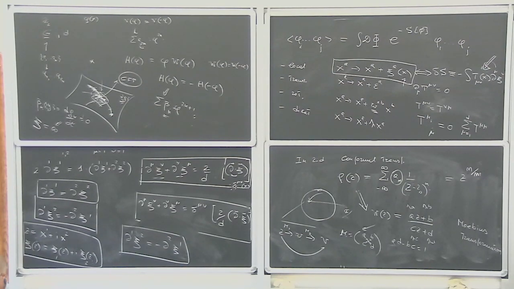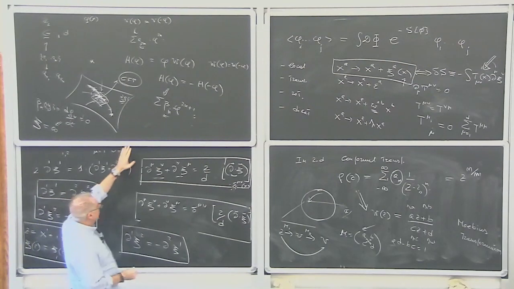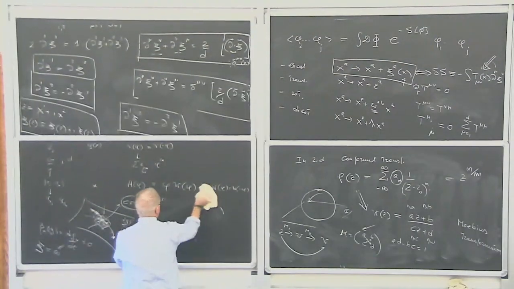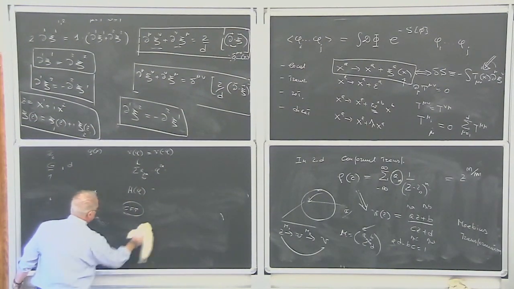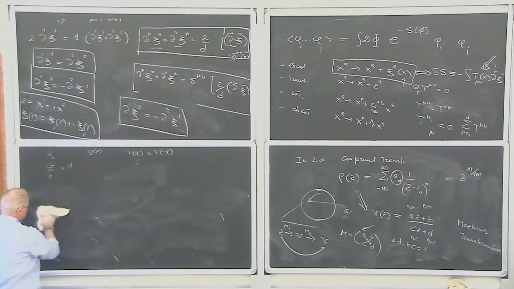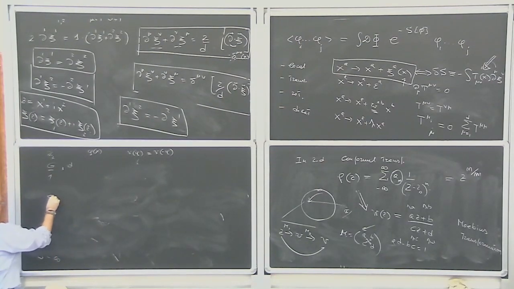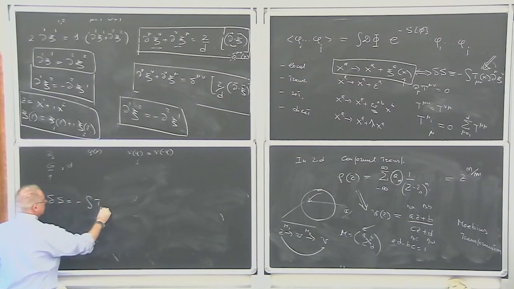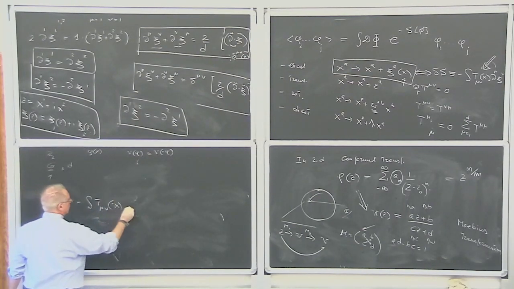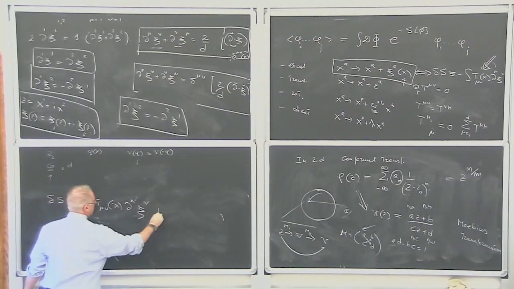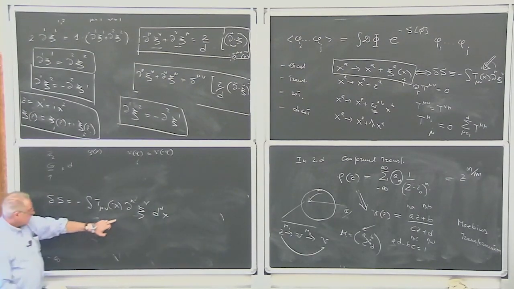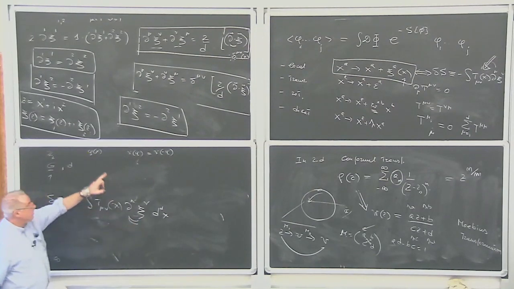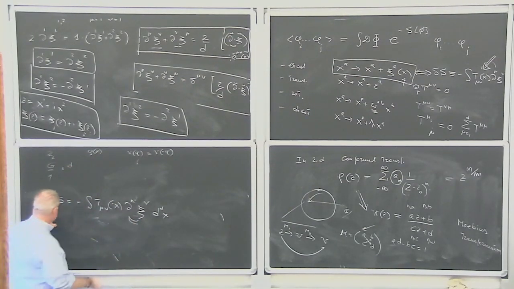Okay? Is it clear or not? Before, remember, the logic of things was, under an infinitesimal transformation, the action changed like this. Delta S is equal to T mu nu, okay? So this was the variation of the action. We say, if this guy here fulfills the Killing equation, this guy is zero.